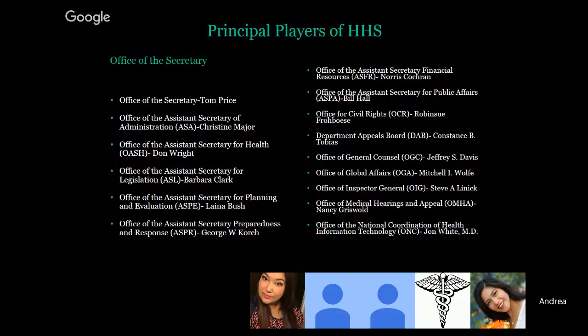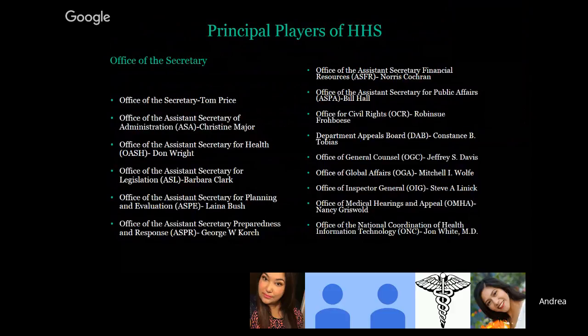The Assistant Secretary for Health is Don Wright. The Assistant Secretary for Legislation is Barbara Clark. The Assistant Secretary for Planning and Evaluation is Lena Bush. Assistant Secretary for Preparedness and Response is George W. Korch. And Assistant Secretary for Financial Resources is Norris Cochran. I'll just go by the abbreviations now. The ASPA is Bill Hall. OCR is Robin Hose. The DAB is Constance B. Tobias. The OGC is Jeffrey S.